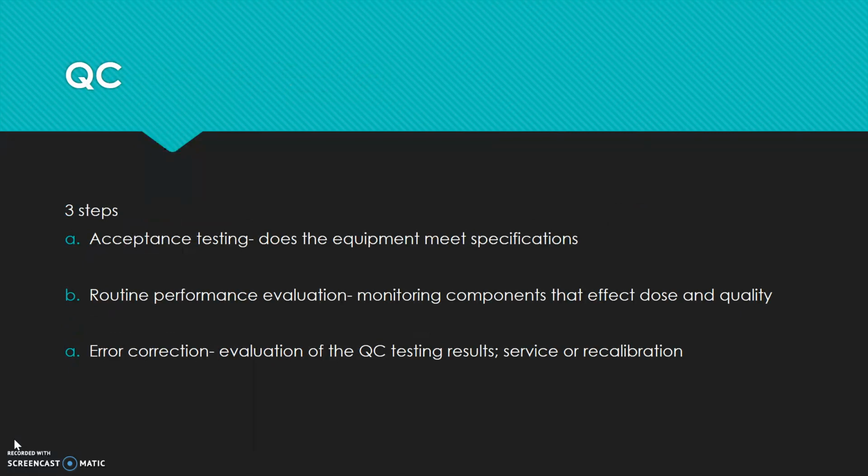QC involves 3 steps. Acceptance testing: does the equipment meet specifications? Routine performance evaluation is monitoring components that affect dose and quality, and error correction evaluates the QC test results for service or recalibration.